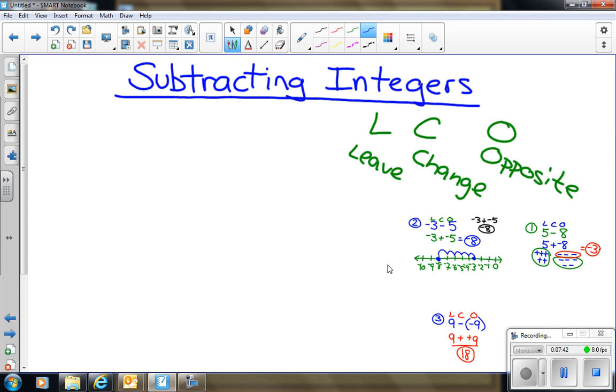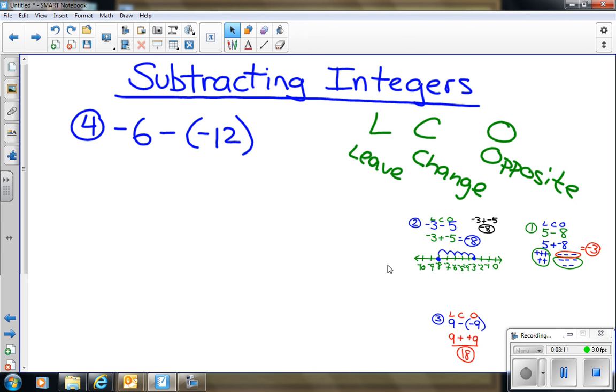Okay, our final type of scenario that we have is if we have a negative number, like -6, minus another negative number, so like -12. And again, we're going to avoid at this point using our negative and positive signs to represent the problem. We're not going to use the number line. We're going to try to do as much with an algorithm as we can. And our algorithm is going to be using the LCO method. And we're going to do -6.